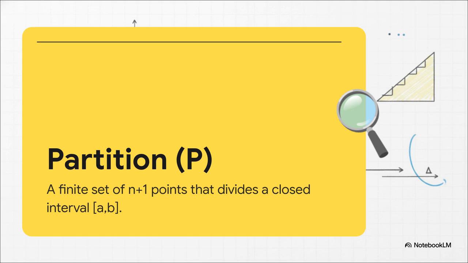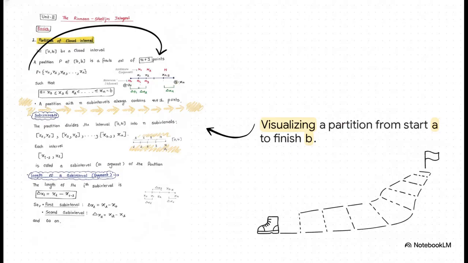So if our interval starts at point A and ends at point B, our partition, which we just call P, is a finite set of points that divides it all up. We label these points starting at x sub 0 all the way up to x sub n. The very first point, x0, is exactly our starting line, A, and the very last point, xn, is exactly our finish line, B. When we draw this out, it makes total sense.